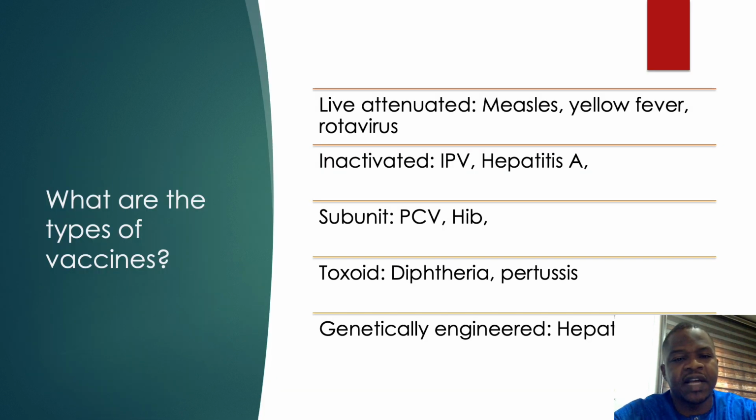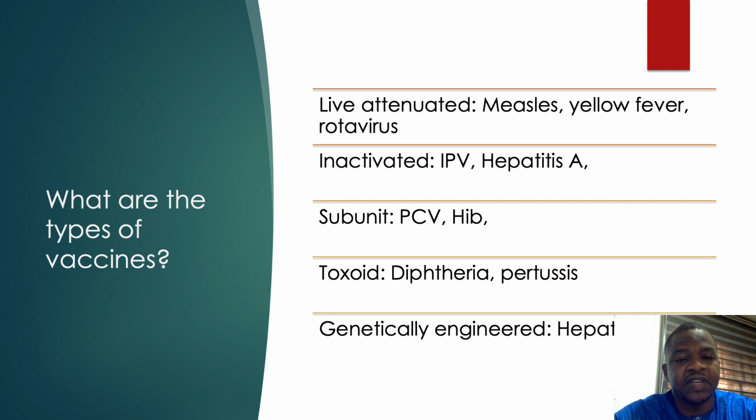So, what are the various types of vaccines? Based on our definition of vaccines, we have ones that are called the live attenuated vaccines. These ones are the ones where the pathogen in its full form is weakened, but it's a live pathogen. So, the pathogen is not killed. You take a live pathogen, you just weaken it in such a way that it can elicit the antigen antibody reaction, but then it cannot cause infection. Examples of these types of vaccines are the measles, yellow fever, and rotavirus vaccine.